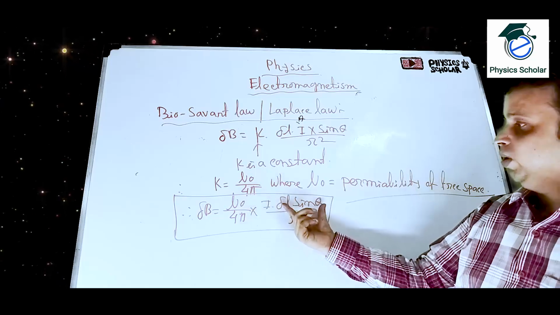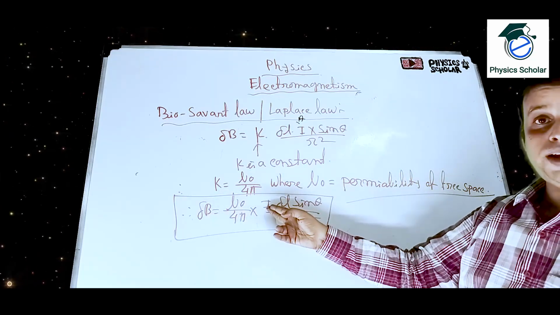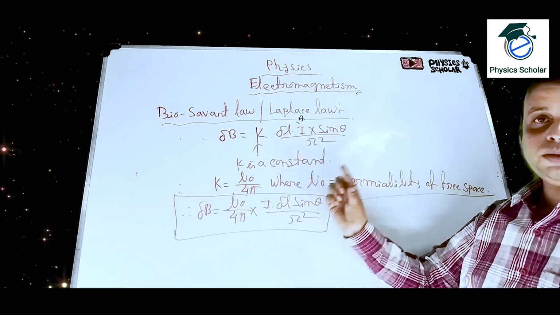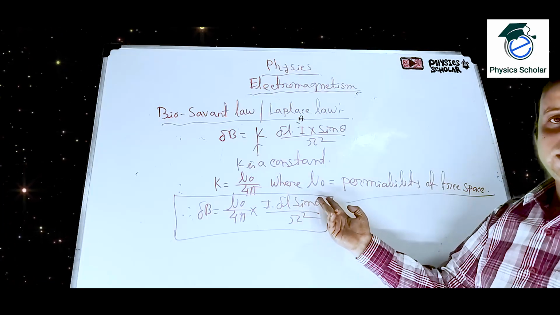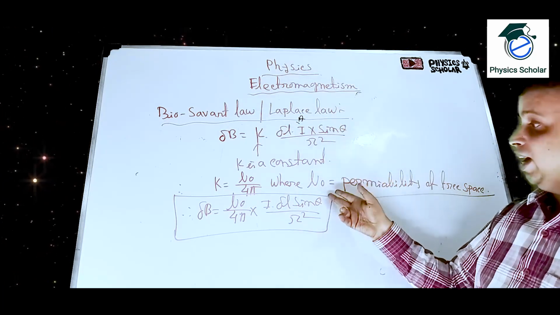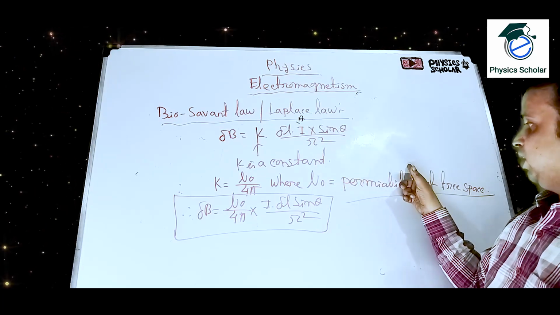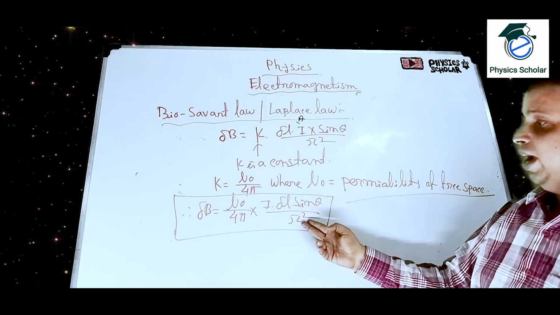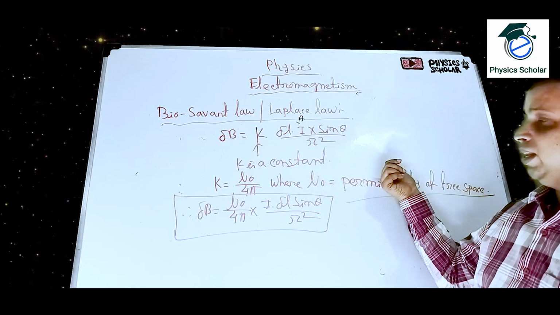How? Because when these all are fixed, then delta B is directly proportional to I, means flow of current to the conductor. Now delta B is proportional to del L, that means the small length of the conductor. Now del B is proportional to sin theta. Okay, theta is what? The angle between the distance of the conductor as well as the point as well as the field direction of the magnetic field. Clear? And r square. R means what? The distance between the conductor and the point.